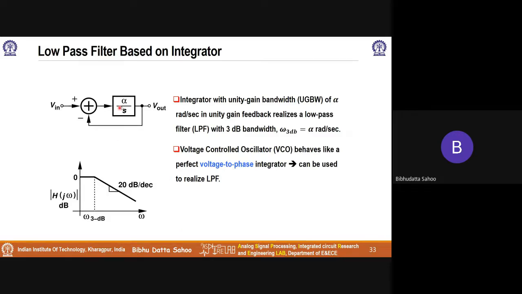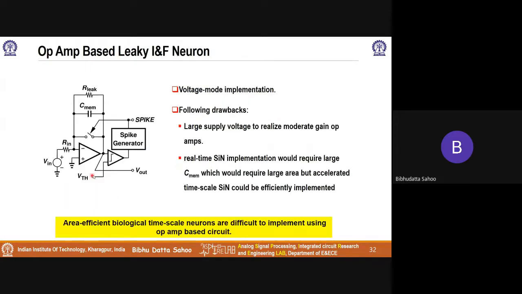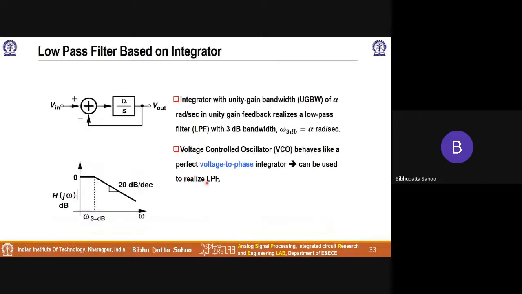If I have an integrator with a unity gain bandwidth of alpha, and I put unity gain feedback around it, then the 3 dB bandwidth of this circuit is equal to alpha radians per second. So I could take an integrator, put unity gain feedback around it, and achieve a low pass filter, which is exactly what this circuit is doing. A voltage controlled oscillator behaves like a perfect voltage to phase integrator and can be used to realize a low pass filter.